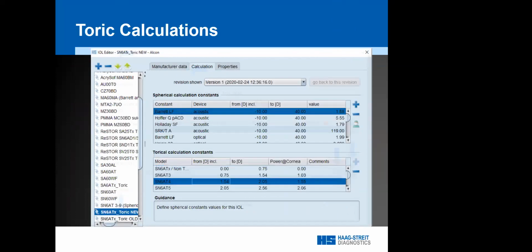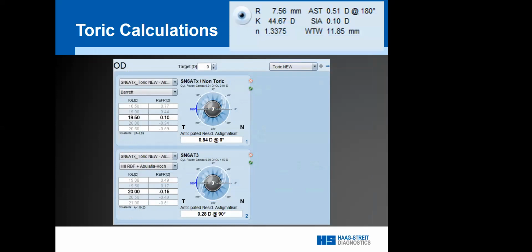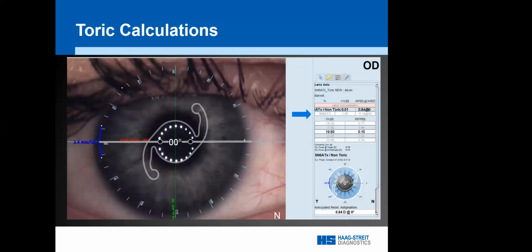Then clicking on the calculation tab, we can click the blue plus sign next to our calculation constants and pull that non-toric over into our calculation constants, changing the range from 0 to the first level of correction, so 0 to 0.75 in this case, leaving the power at the cornea at 0. Now, when we do this, we're able to pull in a calculator for those patients with a small amount of astigmatism. And this also enables us to open the surgical planner and see that flipped axis result.